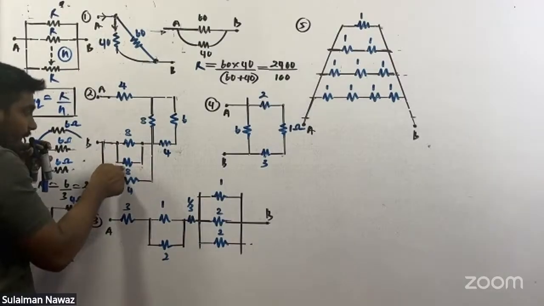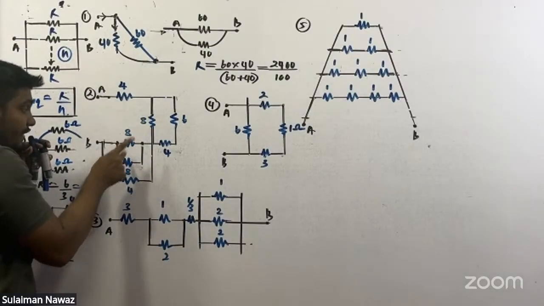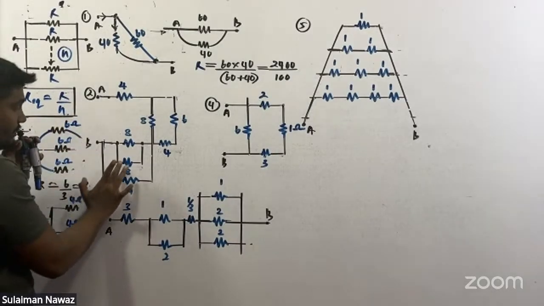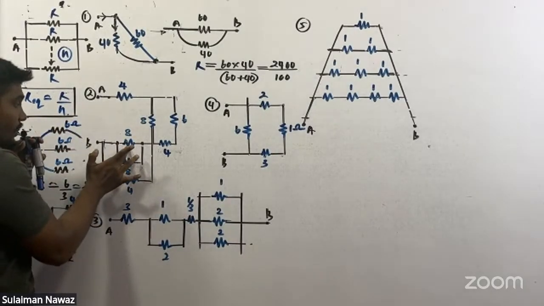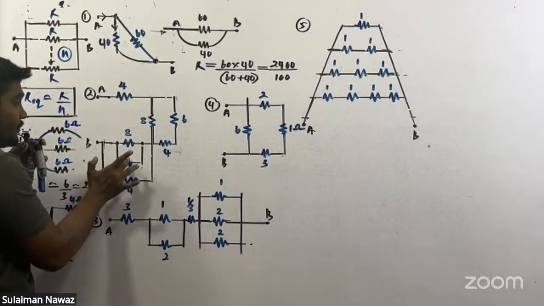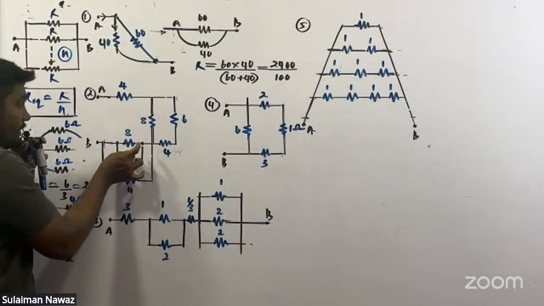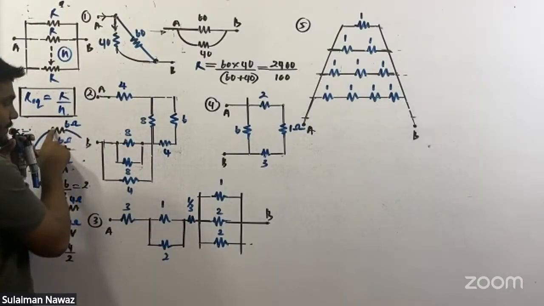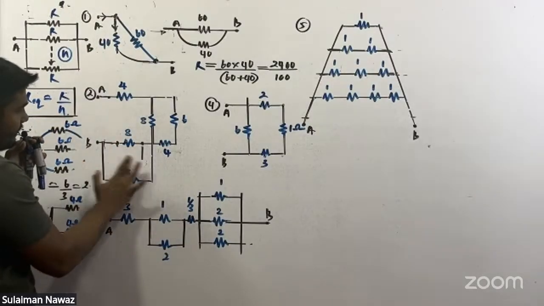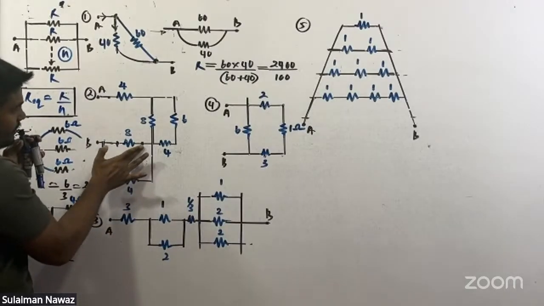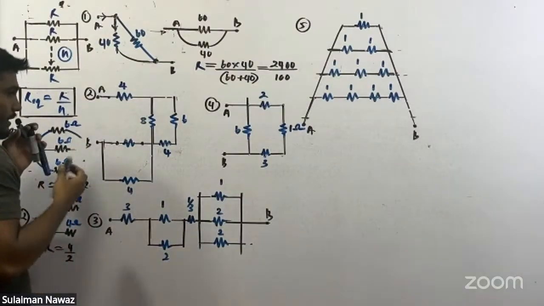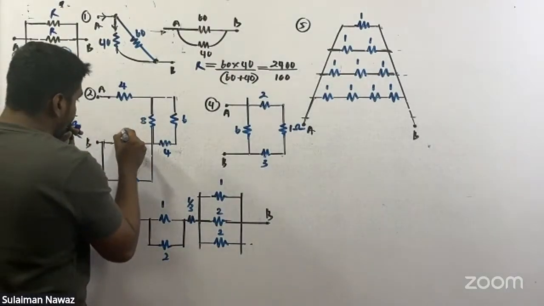If these two are in parallel, what is the equivalent of these two? 8 over 2, which is 4 ohms. I told you that when there are two resistors of equal magnitude, to find the equivalent resistance you take 8 over 2. So between these 2 points, the equivalent resistance is going to be 4 ohms.